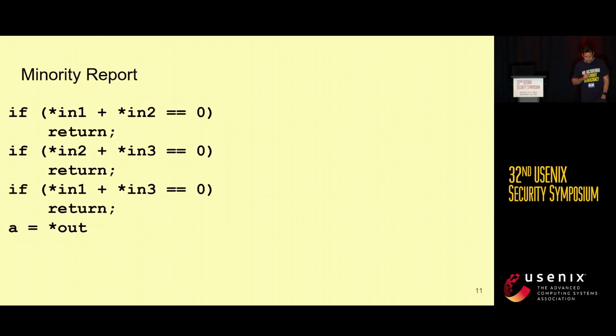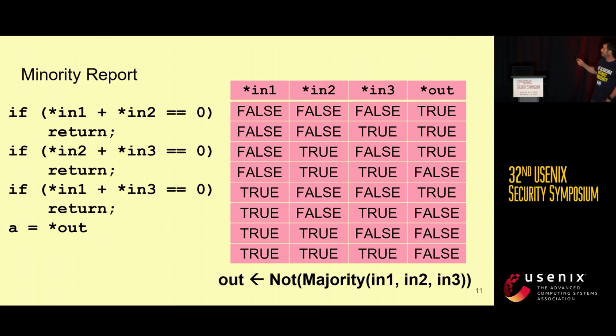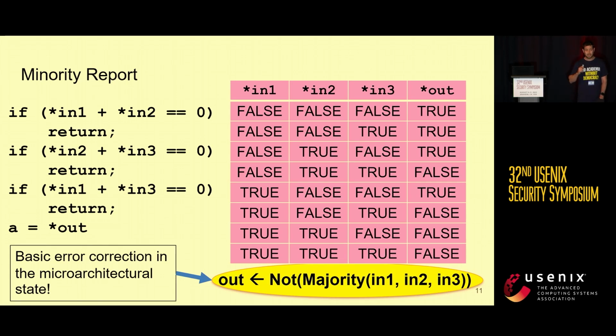We can also do what we call a minority report. Basically, we can translate these large truth tables to the not of the majority. So the nice thing about it is because we can do it relatively efficiently, and this is actually something that allows us to do error correction in the microarchitectural state. And because we have noises and we have other processes running and stuff like that, it's always nice to be able to run our computation several times and do a majority vote, so we have error correction, and we can do stuff very robustly.